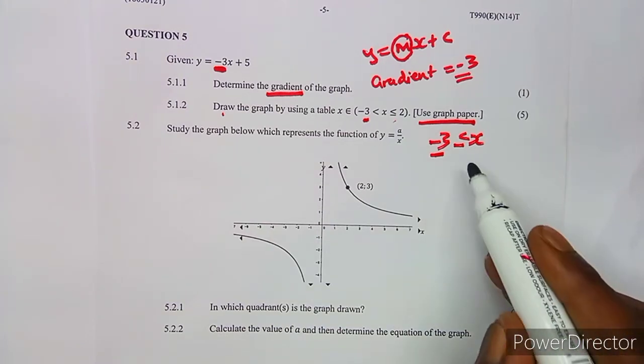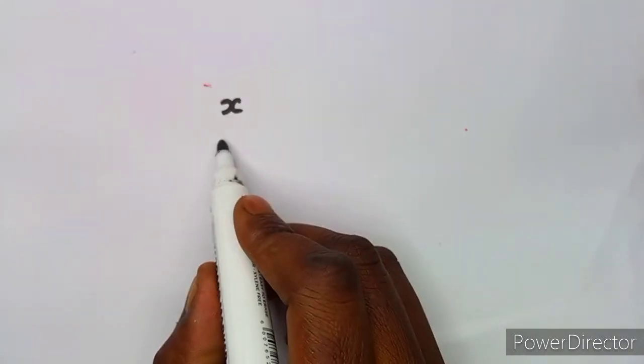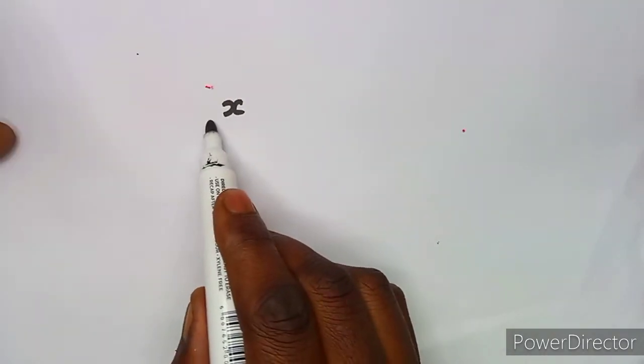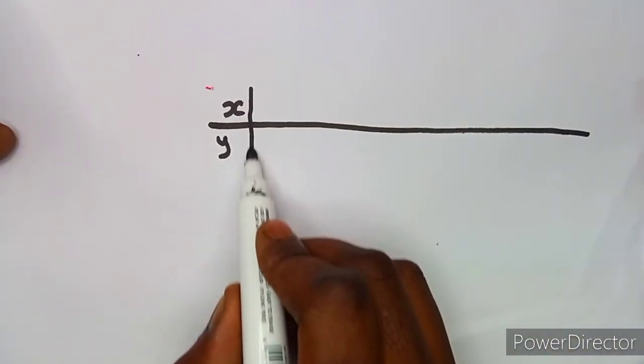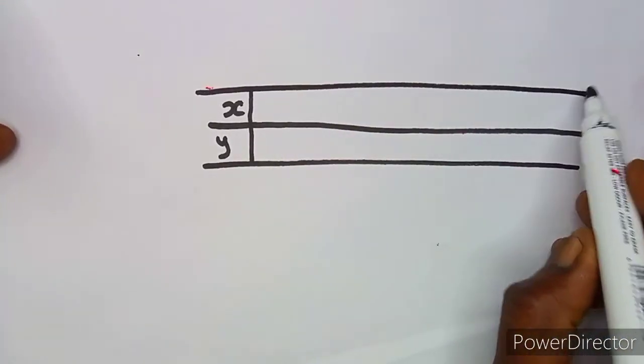So you're going to start from minus 2 up to 2. All right, so let's try and create the table, guys. You know that you have the values of x versus the values of y. So we shall have the values of x and the values of y here. All right, so this is what we are going to have at the end.